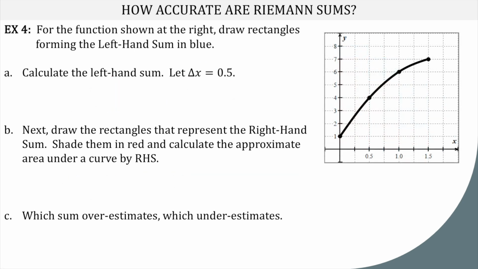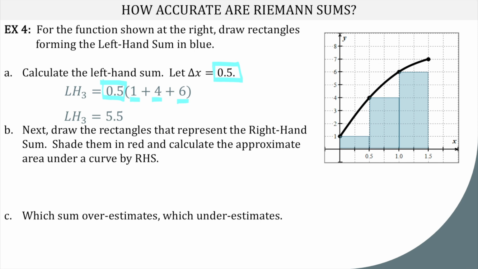Let's try a different curve. Same process though. This time our delta x, or the width of each of our rectangles, is a half. So the first one, that's a little guy, height of 1, then a height of 4, then a height of 6. So we find the area of that, 0.5 is the width of each rectangle, and then the heights added together gives us 5.5.